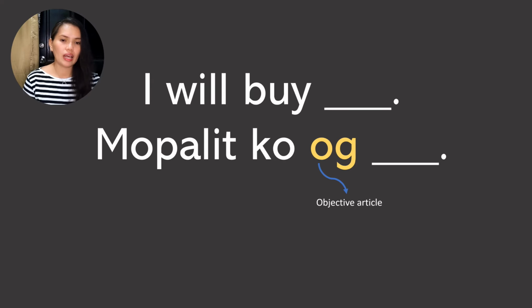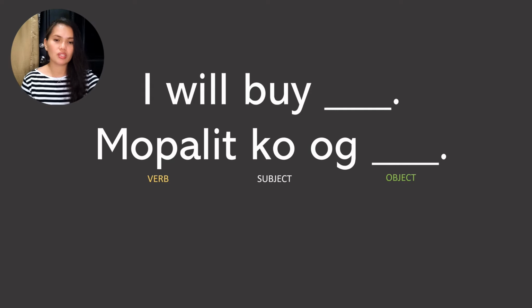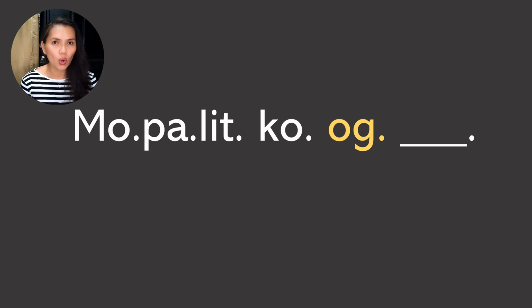Now, the sentence structure is: we have the verb mo palit, then the subject ko, and then the object. Okay, guys, let's practice the pronunciation. Please repeat after me. Mo, pa, lit, mo palit, ko, og, mo palit ko og.